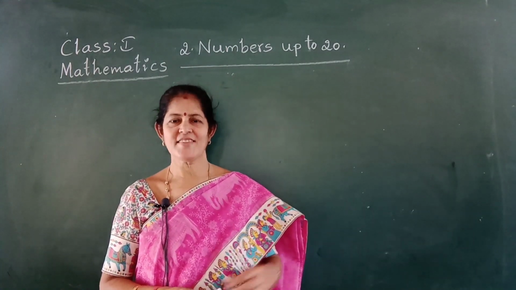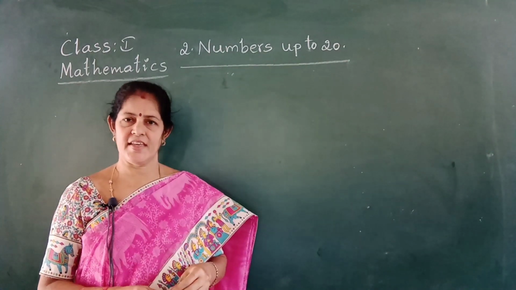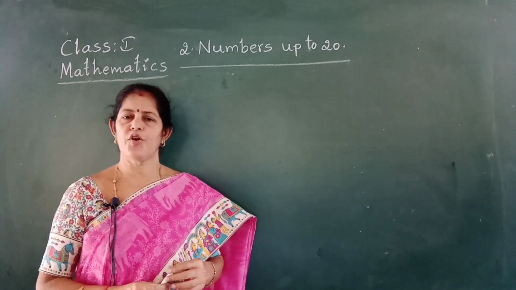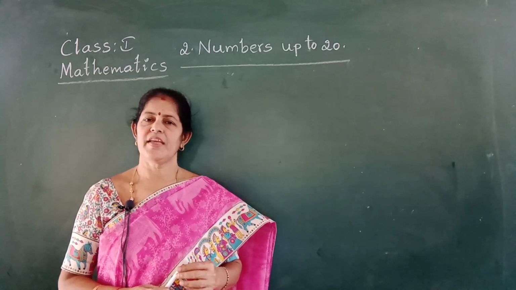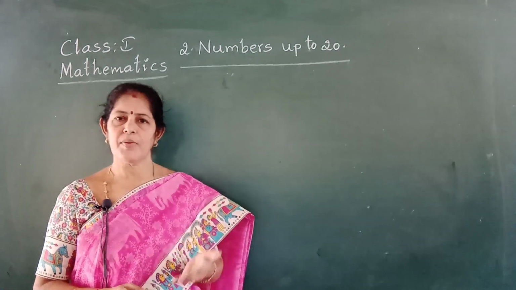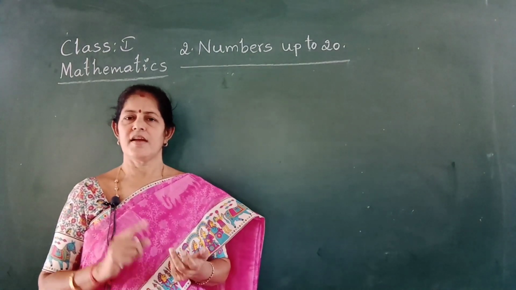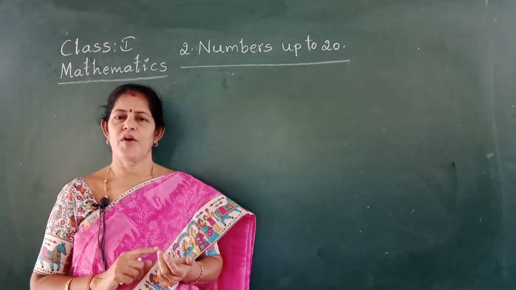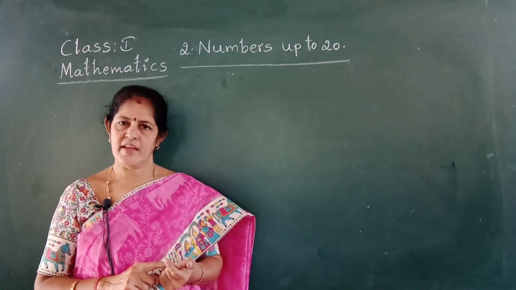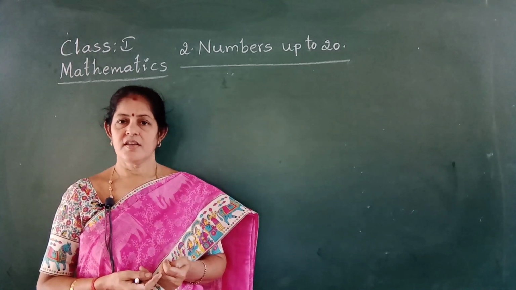Welcome to maths class. Continuation of second chapter, numbers up to 20. That means 1 to 20 numbers, and ONE 1 to TWENTY 20 number names. In this chapter, in the previous classes, you have learned 1 to 20 numbers, 1 to 20 number names. Next, ascending order, descending order, and place value chart.